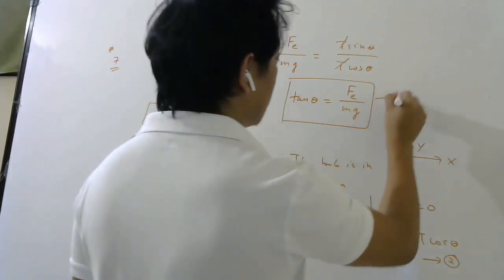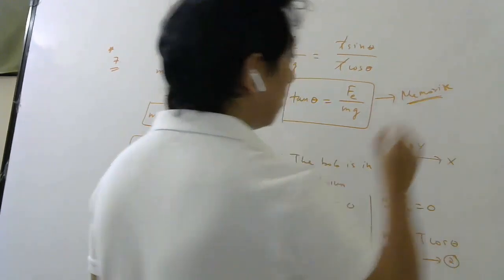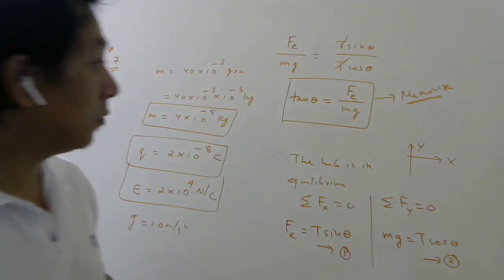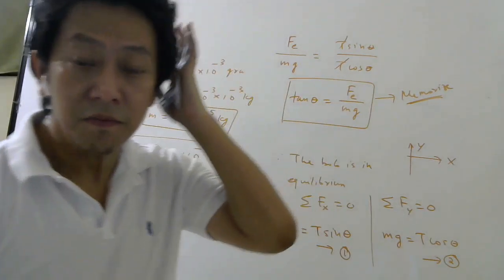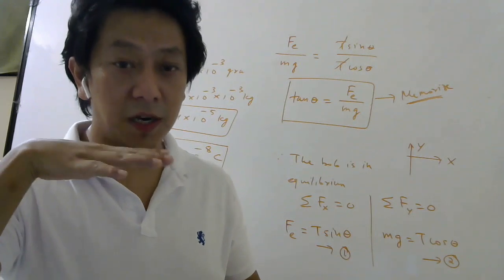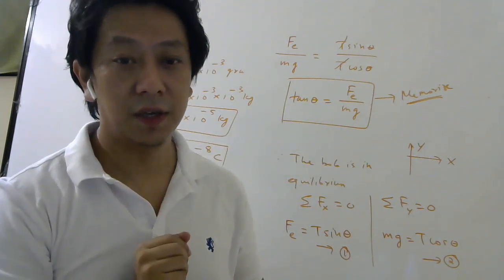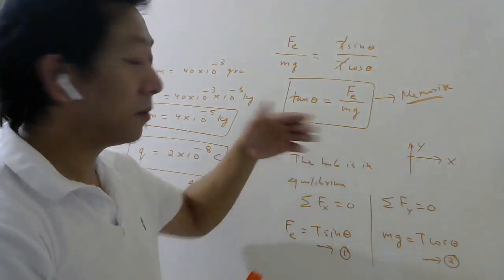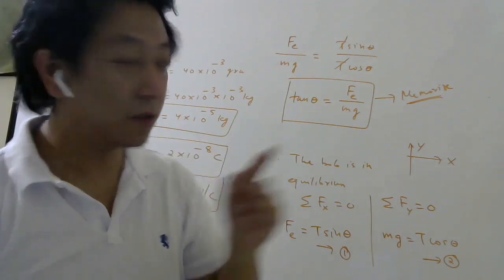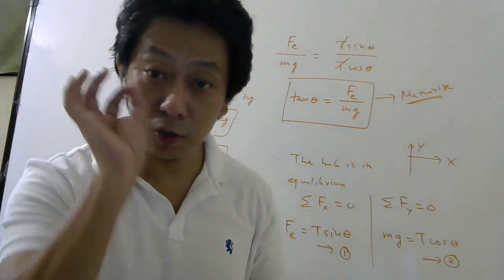Memorize this result, because many problems will come later where we will use this formula directly. Again, when can we use this formula? When there is an electrostatic force acting horizontally on the charge, and the pendulum is in equilibrium. So this is the angle the pendulum makes with the vertical in equilibrium only.